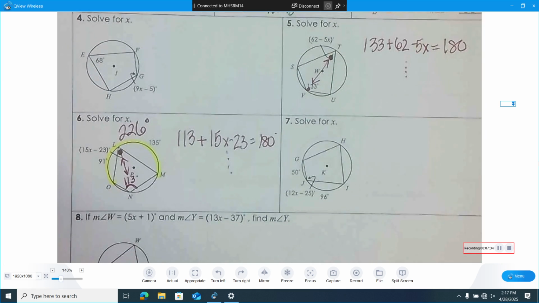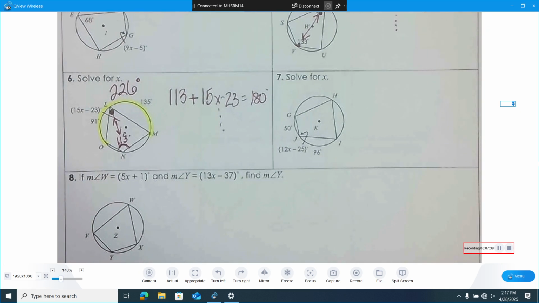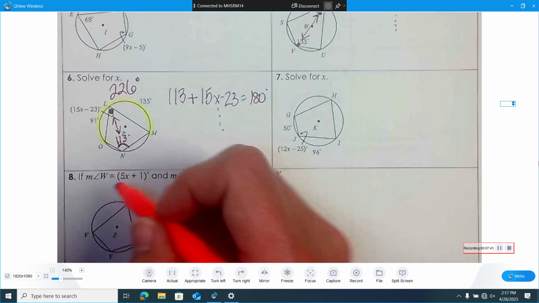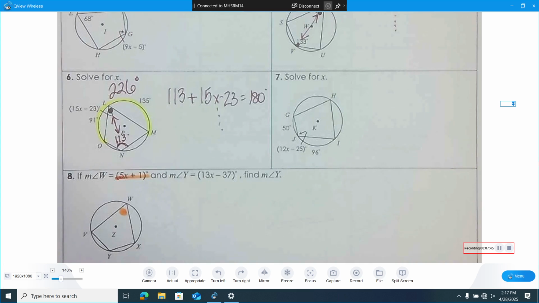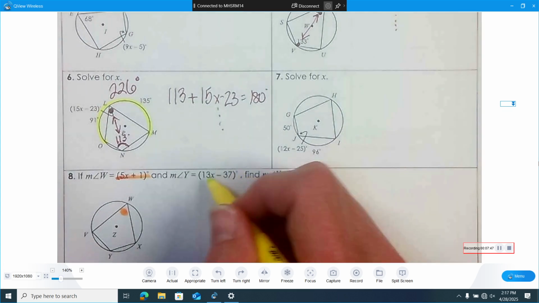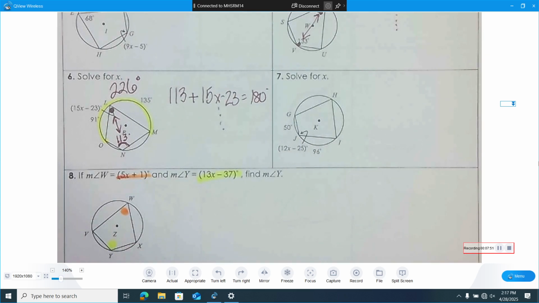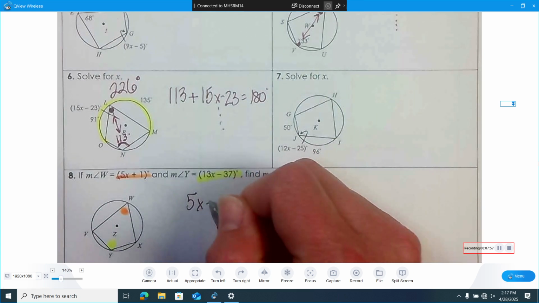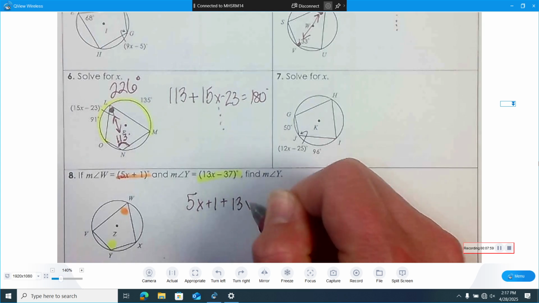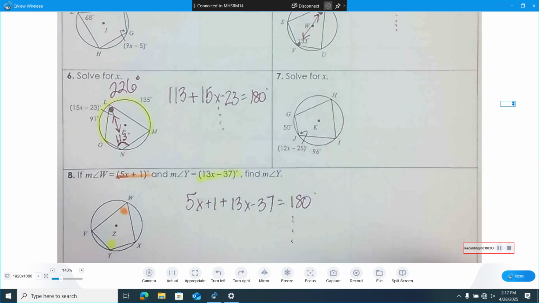All right, last one, number 8. They've given us the measure of angle W is 5x plus 1, and the measure of angle Y is 13x minus 37. What do we need to do with those two angle measures? Add them up and they equal 180. So easy. 5x plus 1 plus 13x minus 37 equals 180 degrees.